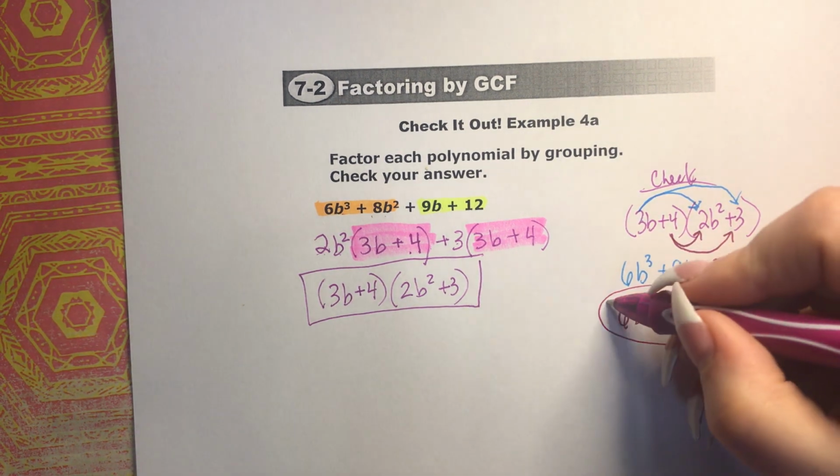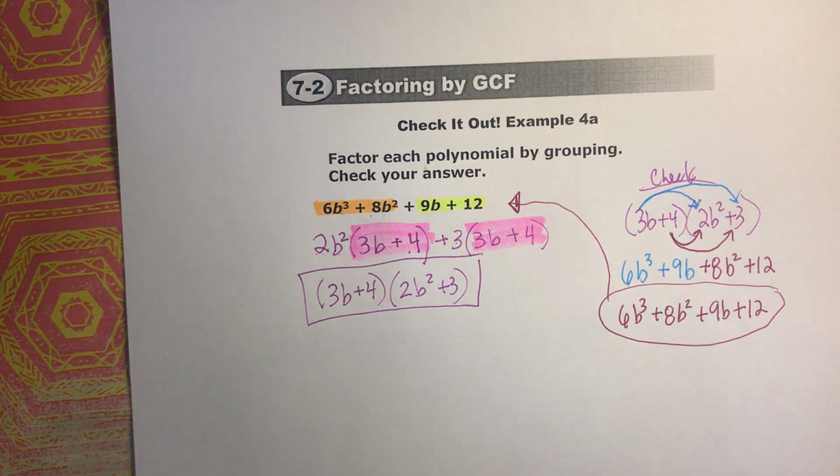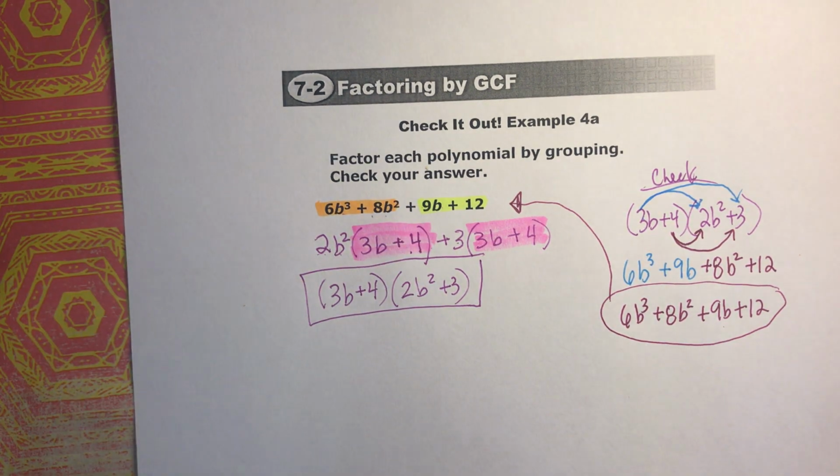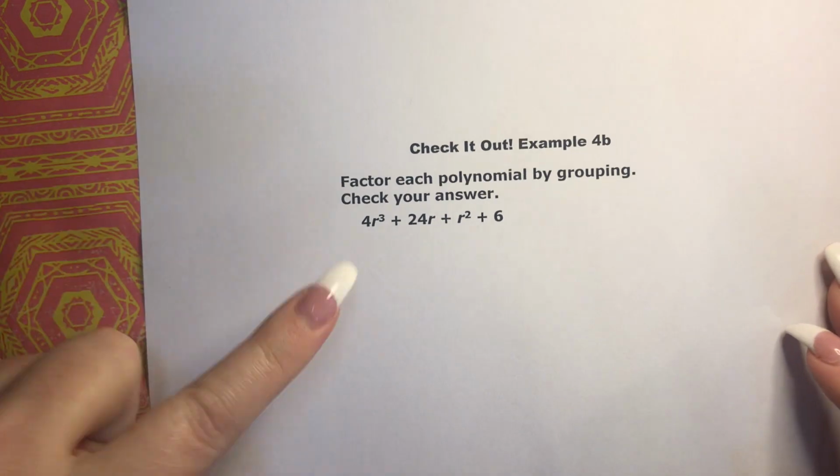And is this the same? Is 6b cubed plus 8b squared plus 9b plus 12. We did it. It's right. Perfect. Okay, here's the last one right here.